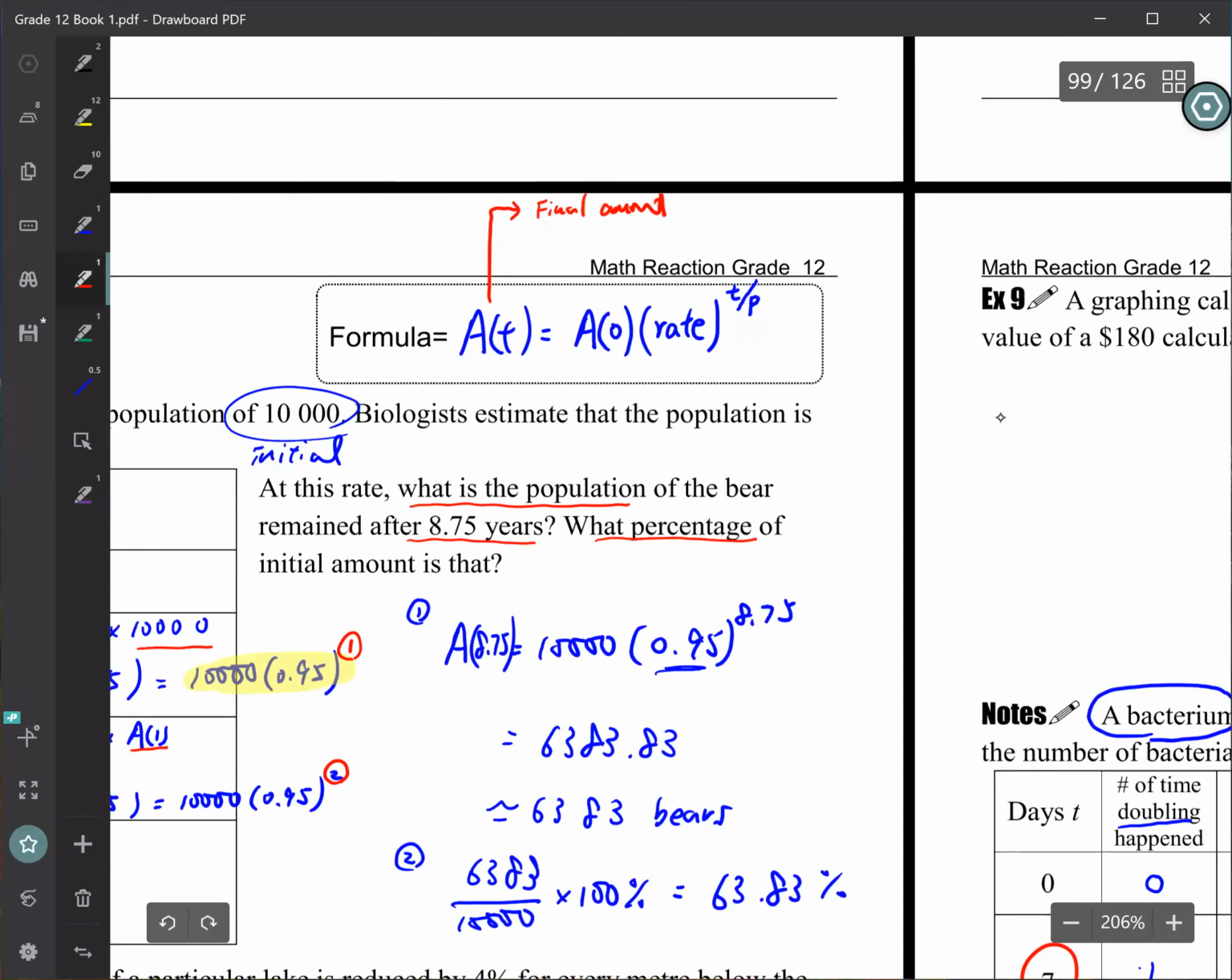Okay, so it's not A times T, it's A of T, it's one single thing, right? And then next one here is the initial amount. Okay, and then the middle one, the rate, it could be, if it's an increase by some percent, then you use 1 plus the percent, right?